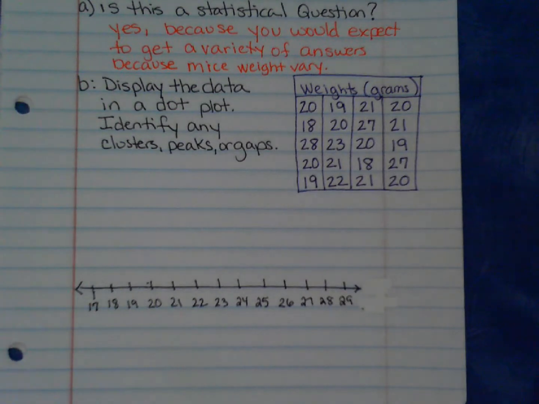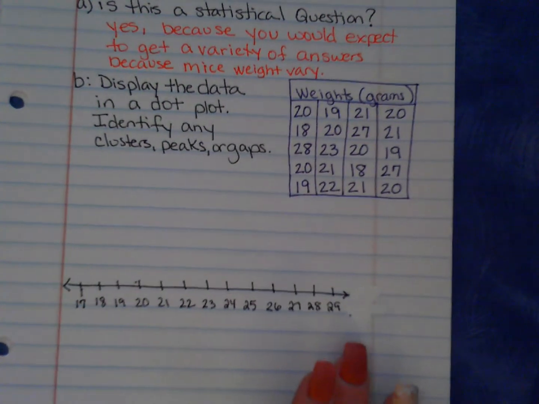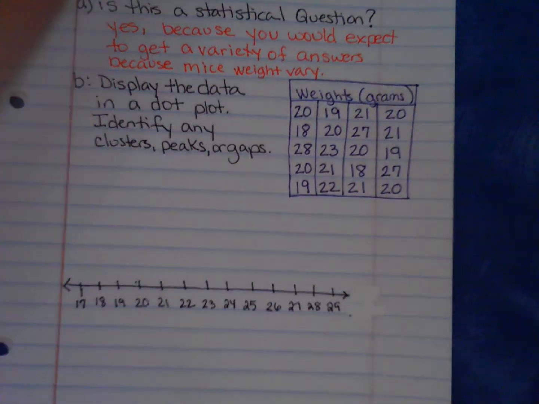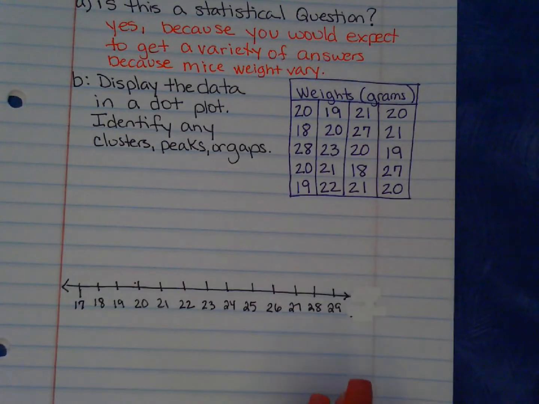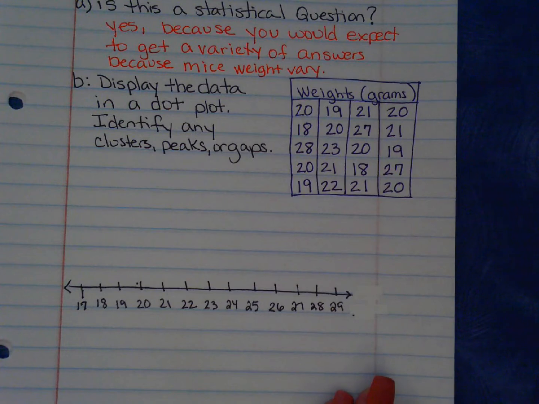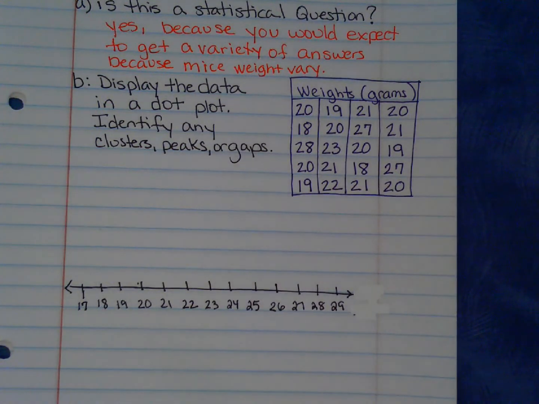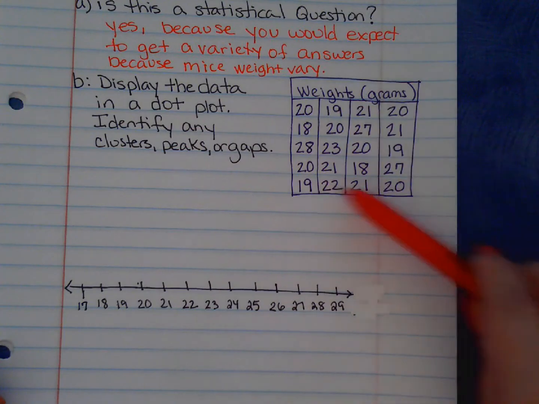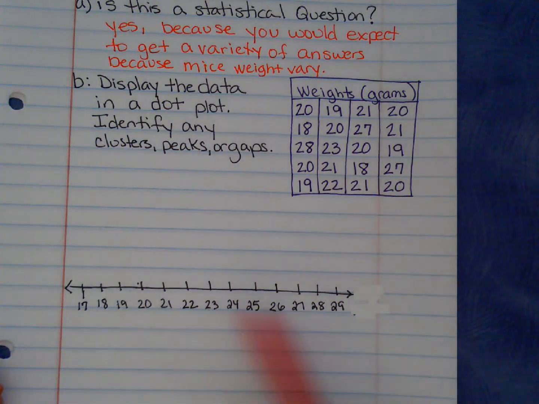Okay, so there I go. I have my number line, and I go from my lowest number to my highest number. Okay, and so now what I'm going to do is take all of these numbers and put them into this number line. And this is a dot plot. So we're going to place dots, okay?